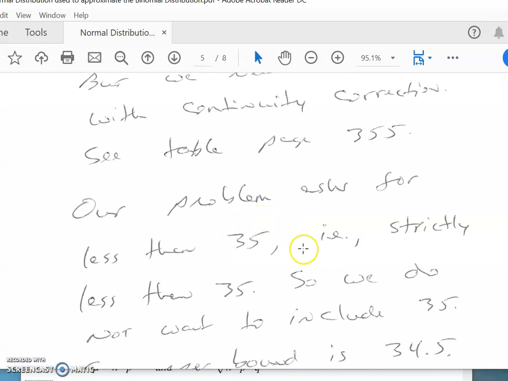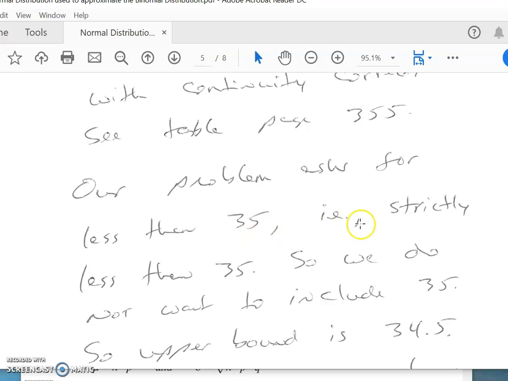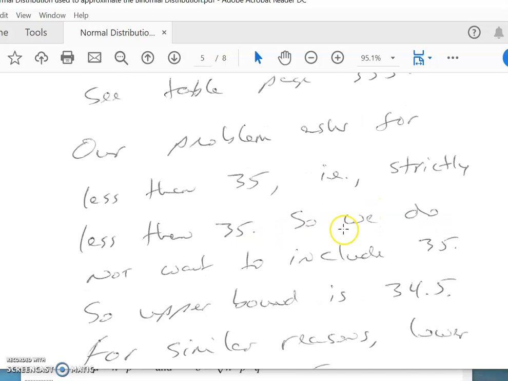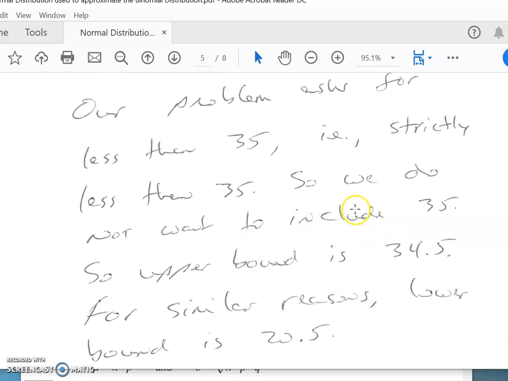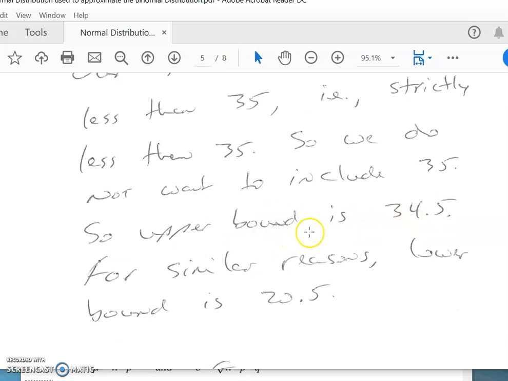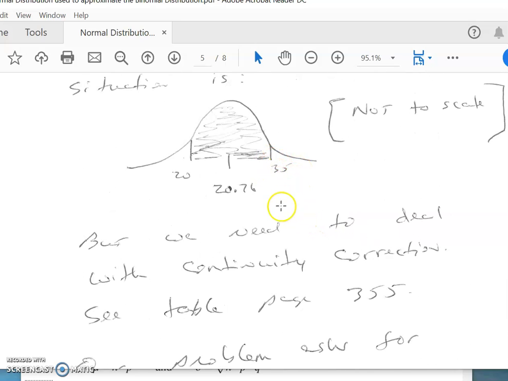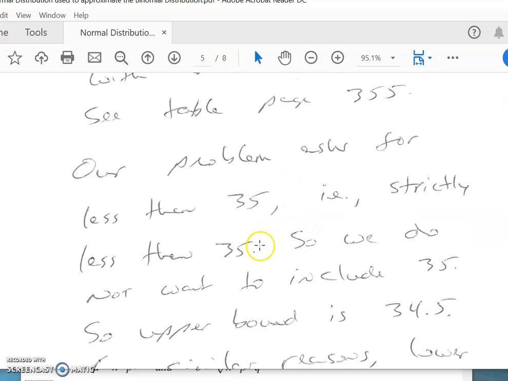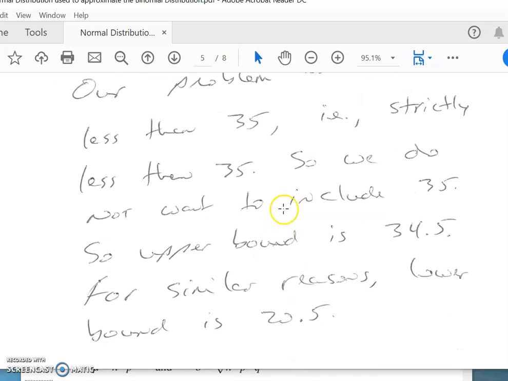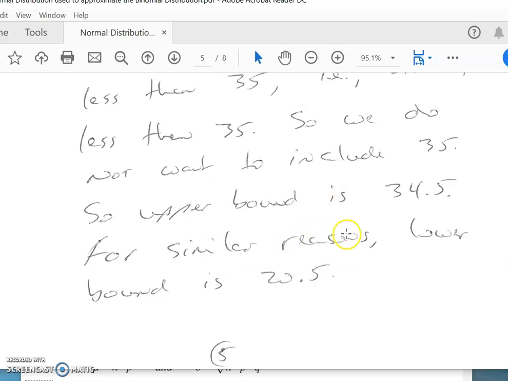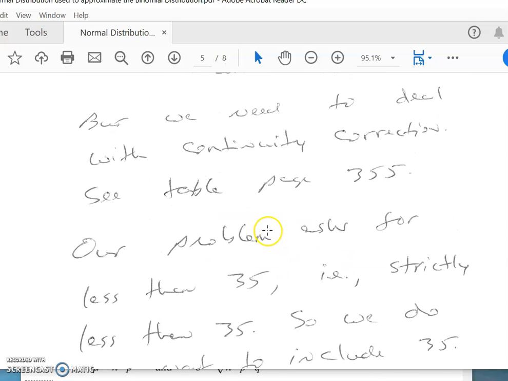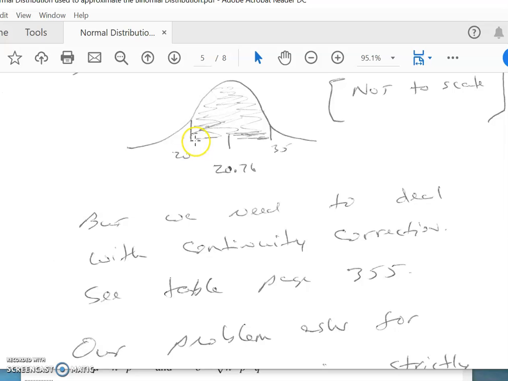Our problem asks for less than 35, that is, strictly less than 35, so we do not want to include 35. So the upper bound we're going to be looking at is 34.5. We're not going to include 35, we're going to be a little bit less than 35. And then for similar reasons, the lower bound is not going to be 20, it's going to be 20.5.